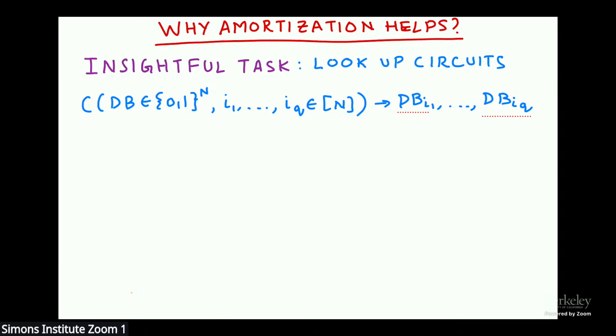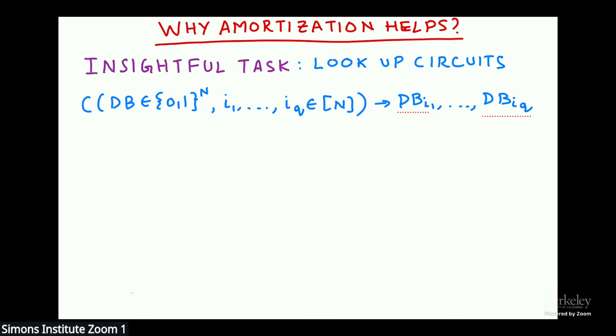So consider this. By the way, this is a math puzzle. It has nothing to do with I/O. With this task, we have this circuit C, which we want to design. What should this circuit do? It takes an input, a database, an n-dimensional vector. N is very large. And then it asks queries. It takes in some queries, I1 through IQ. And what it wants to do is basically output the value of the database at those locations. Really easy. So it's a lookup task.